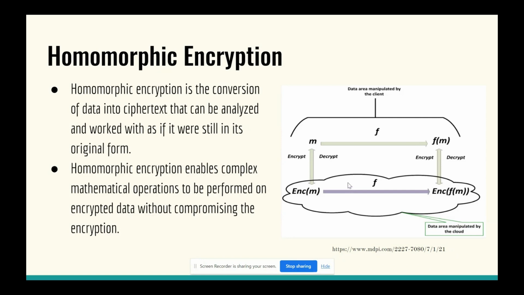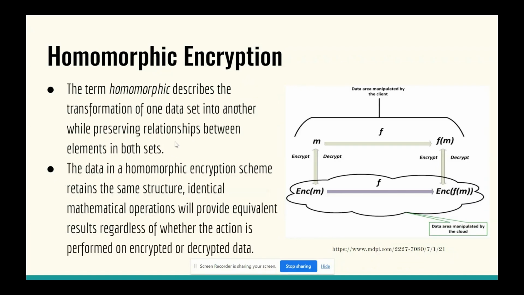Here we can see that we can perform functions on the plain text as well as on the encrypted messages. So if a third party is performing these functions, they will not be able to get the plain text m. They can continue to work with the encrypted message, and later we can decrypt the result f(m) and get the original plain text message. So homomorphic encryption enables complex mathematical operations to be performed on encrypted data without compromising the encryption.